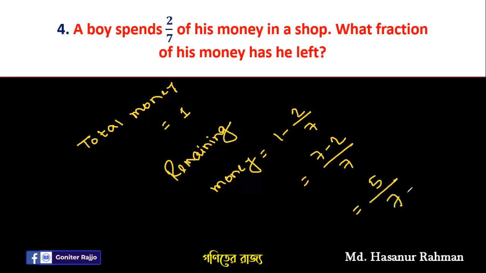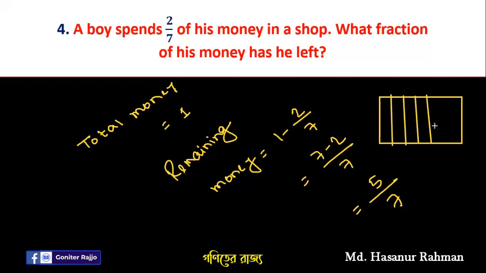And that will be our final answer. Suppose this is the total money. Okay, this is the total money. And in this total money, there is 2 by 7. Look at this. So if I divide this one by 7 parts, actually 1, 2, 3, 4, 5, 6, 7. Then you will get there is a total of 7 parts.